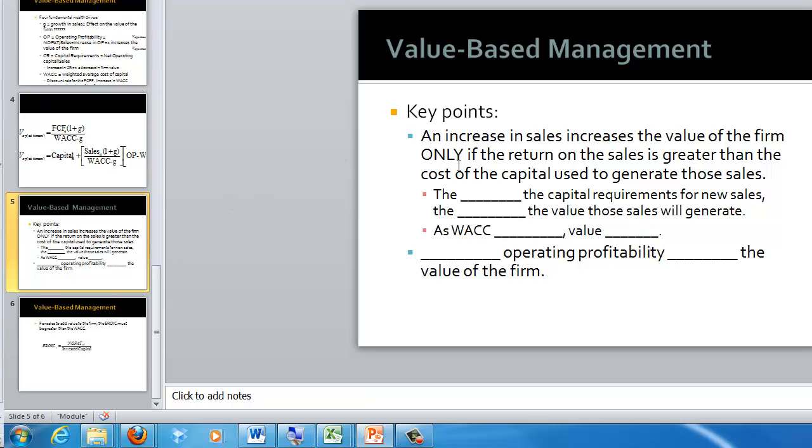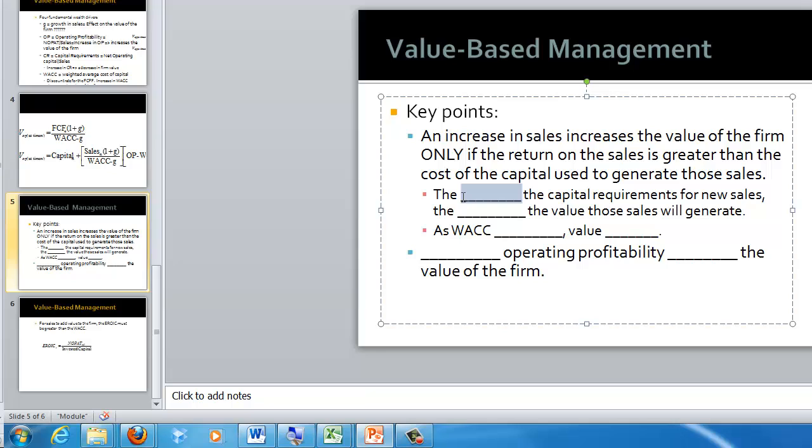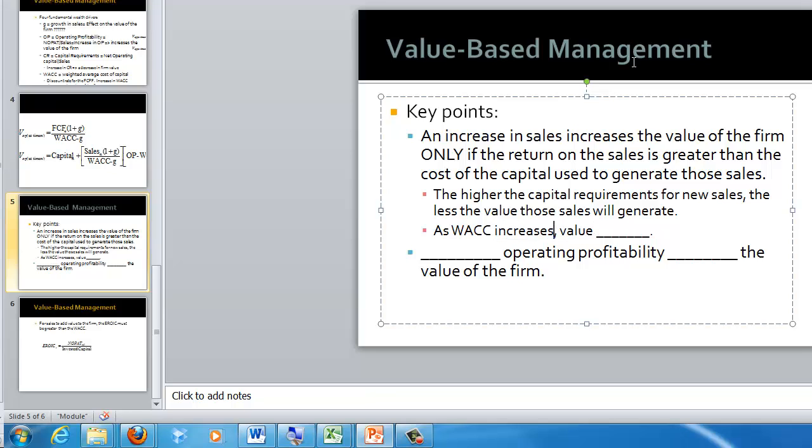Finally, some key points about value-based management. An increase in sales increases the value of the firm only if the return on sales is greater than the cost of capital used to generate those sales. So the higher the capital requirements for new sales, so the more we have to invest, the less value those sales will generate. As weighted average cost of capital increases, value decreases because we have a higher discount rate.